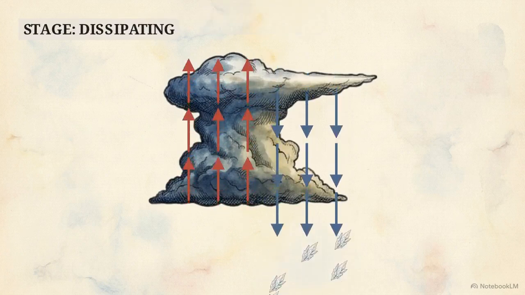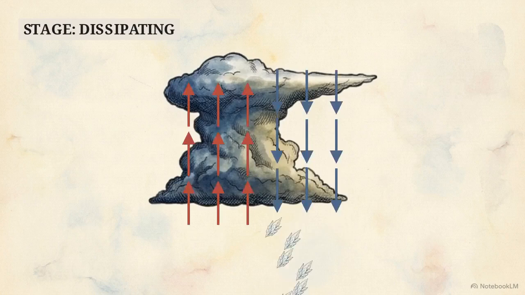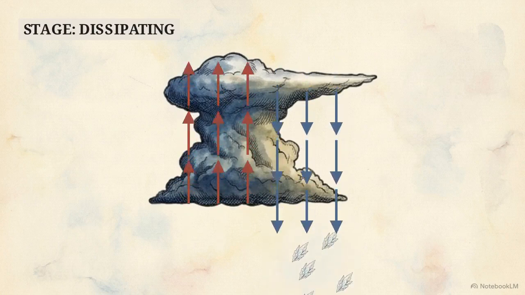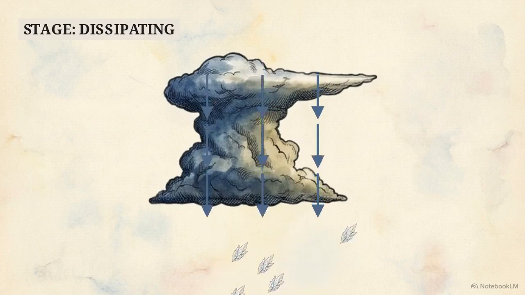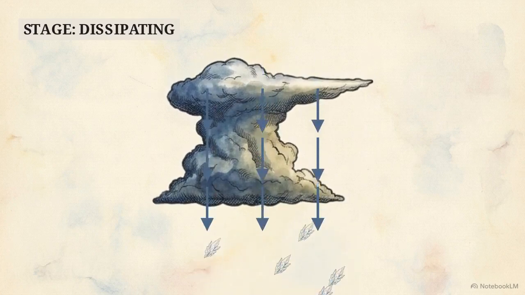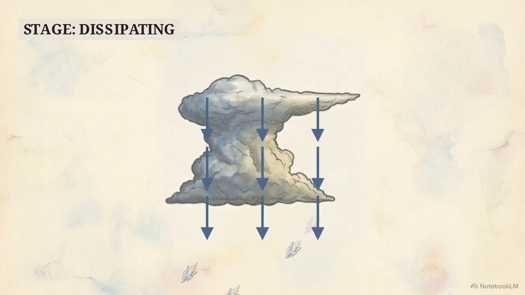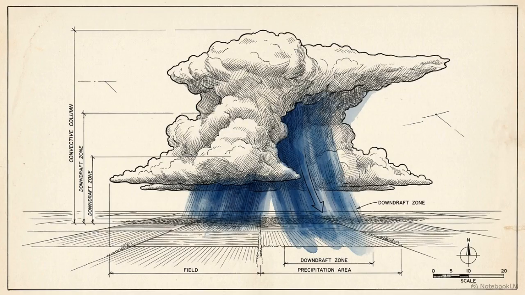Eventually, the storm exhausts itself and enters the dissipating stage. The red updraft arrows vanish. Downdrafts now dominate the entire structure, choking off the storm's energy supply as the precipitation visibly thins out and the cell slowly dies. An isolated single-cell thunderstorm completes its life cycle in about 30 to 60 minutes.